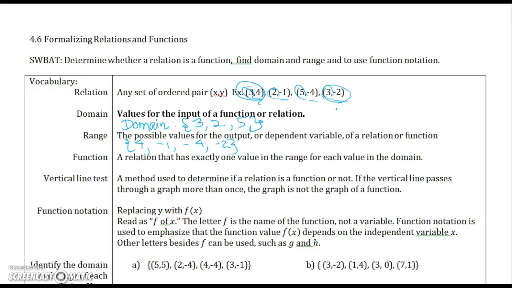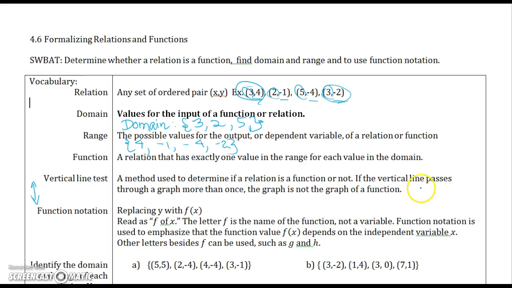Okay, vertical line test. We're going to use this in a little bit. Some of you have heard of it before. This is a method used to determine if a relation is a function or not. Vertical lines will always go like this, up and down. If that vertical line passes through the graph more than once, then the graph is not the graph of a function.